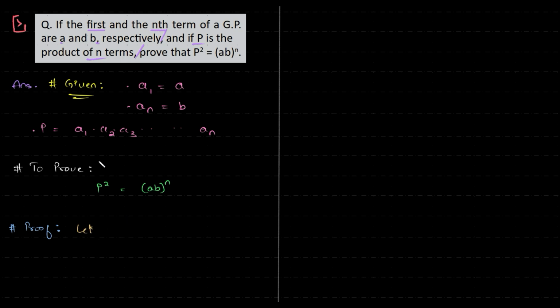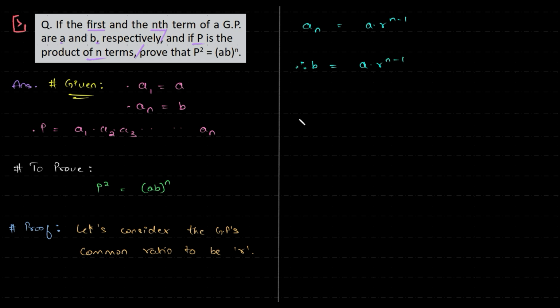We'll start off with, well, we don't have the information of r, so we'll assume it. Let's consider the geometric progression's common ratio to be r. Then we have the nth term formula, which is a into r to the power of n minus 1. Therefore B is equal to a into r to the power of n minus 1. This is one of the things that we can write.